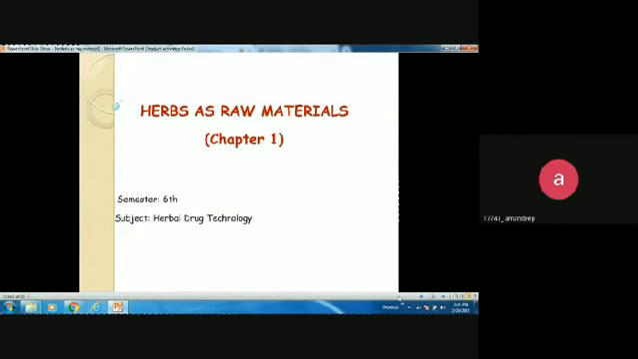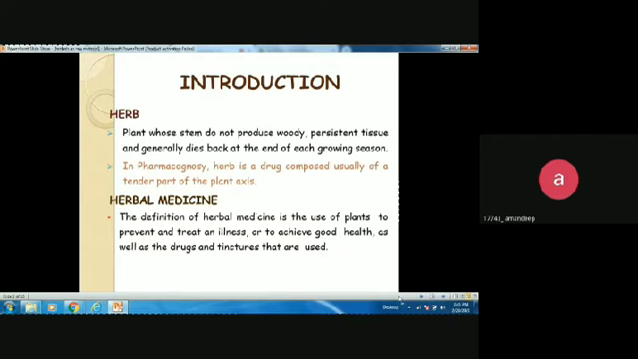Chapter first, Herbs as Raw Material. Introduction.